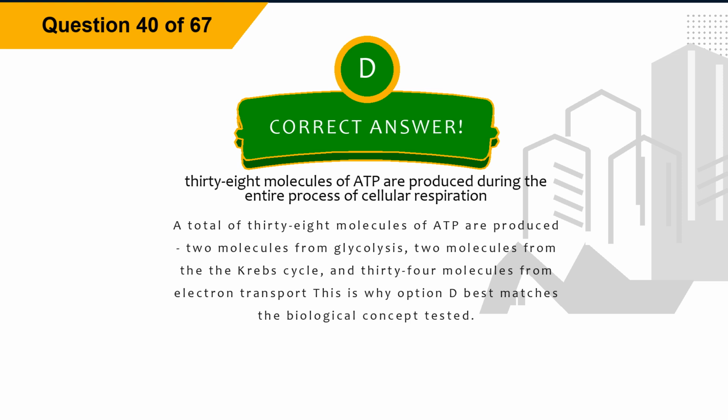Explanation. A total of 38 molecules of ATP are produced: 2 molecules from glycolysis, 2 molecules from the Krebs cycle, and 34 molecules from electron transport. This is why option D best matches the biological concept tested.